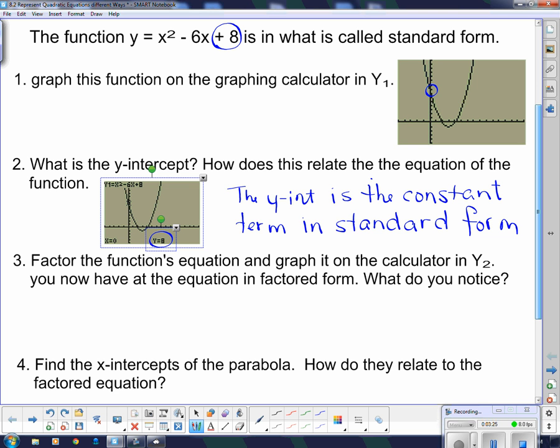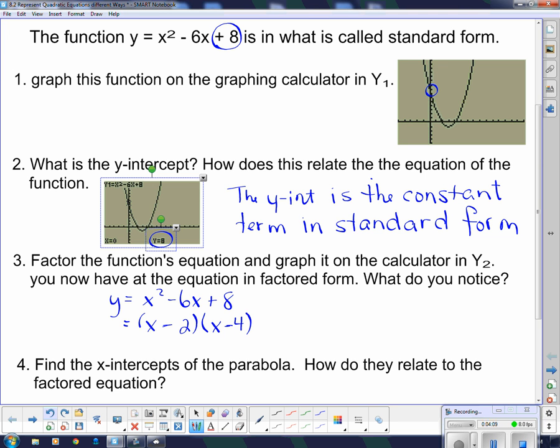Okay, now this says to factor the function's equation. You remember how to factor? y equals x squared minus 6x plus 8. We've got to put down two sets of brackets, with x at the front of each bracket. And I'm looking for two things that multiply to 8 and add to 6. Those are 4 and 2. And of course, the signs are the same because that's a positive, and they're both negative because that's a minus. So there, I'm in factored form now.